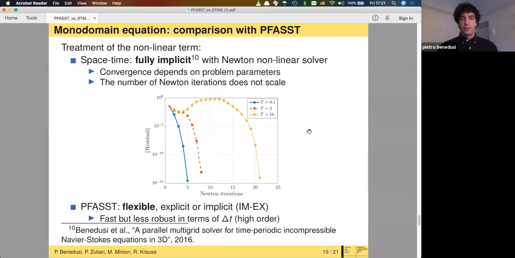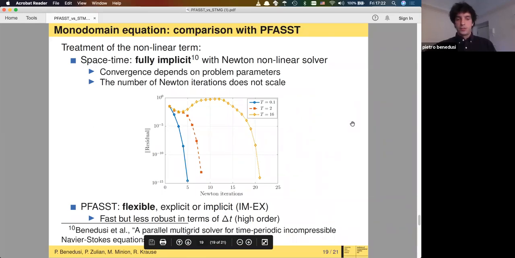And so you get much faster, kind of the same runtimes that you would get for the heat equation. Instead, for the space-time approach, you have at least 15, 20 Newton iterations for the problem I considered, and then you have additional operations for assembling the Jacobian, so you get a factor of 20 in your runtime with respect to the heat equation. So FAST is more flexible, it's explicit, so it's a little bit less robust, but it's much faster.